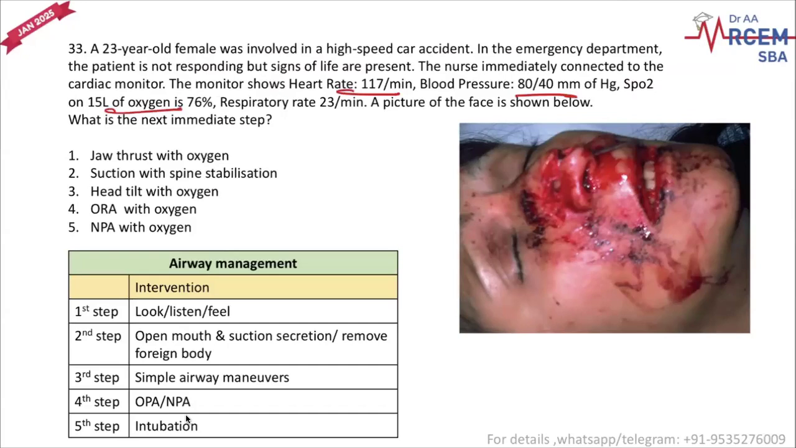So you're assessing the airway. What you'll be doing is opening the mouth and doing suctioning while you're stabilizing, that is, manual stabilization of the C-spine is done. So this is the right answer here.